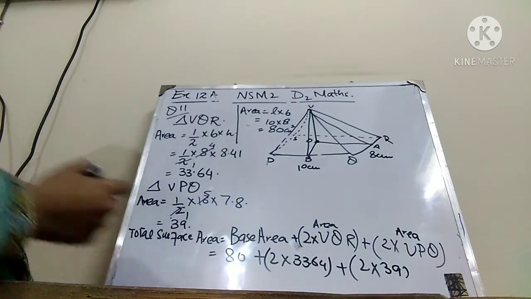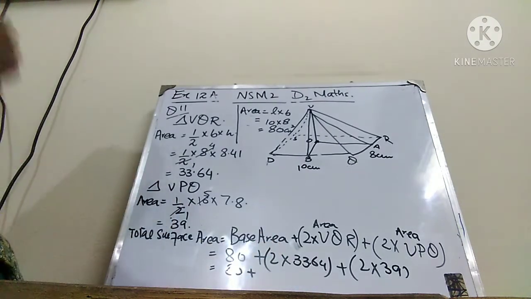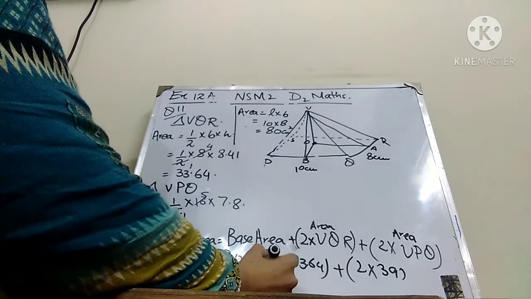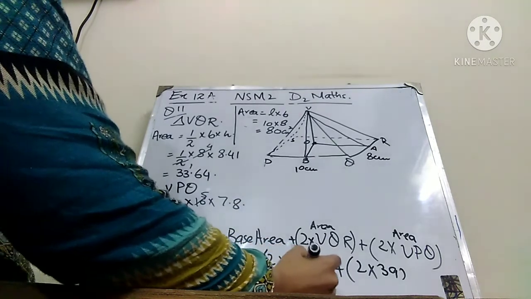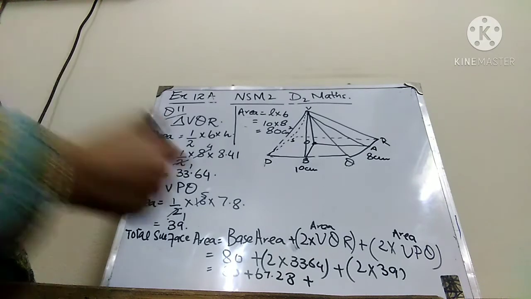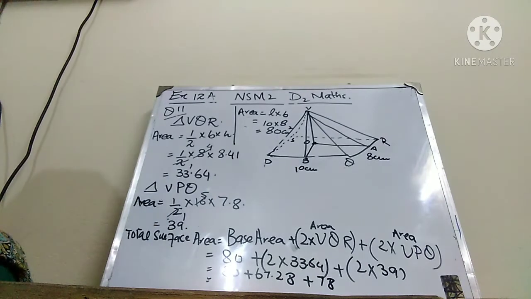Now you will add up the values. 80 plus, we multiply 2 with 33.64, so you will get 67.28, plus 2 multiplied by 39, so you will get 78. Now you will add all these values.